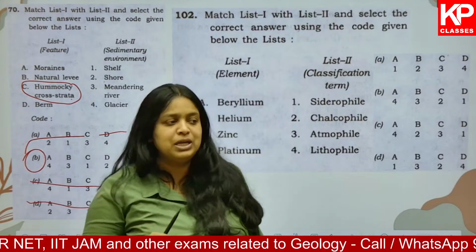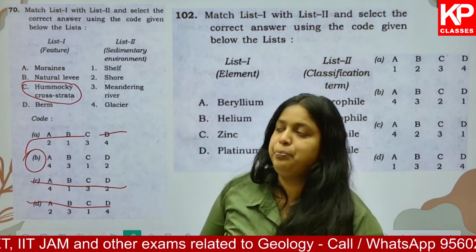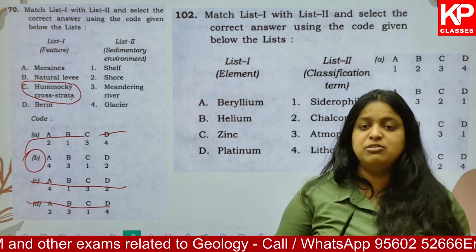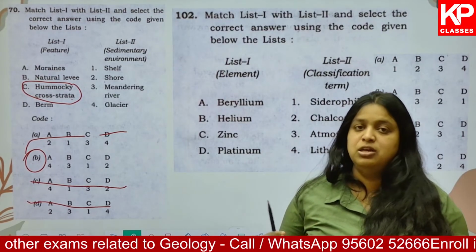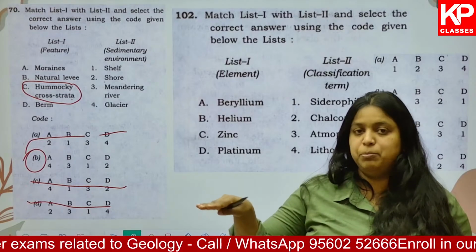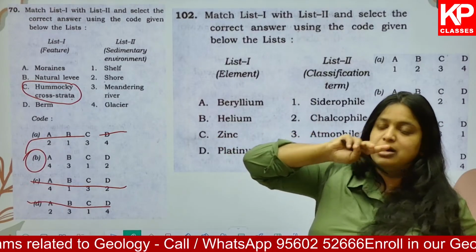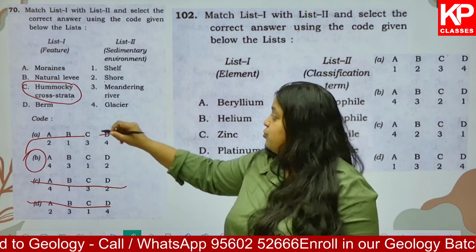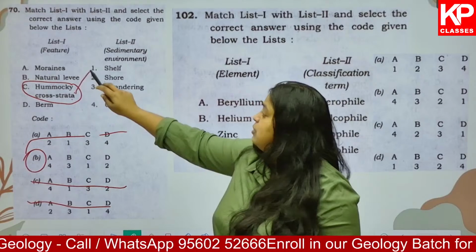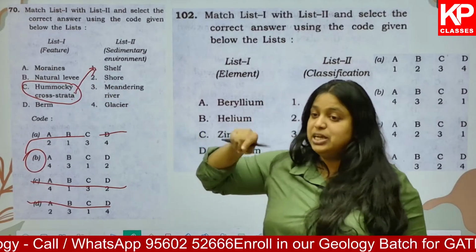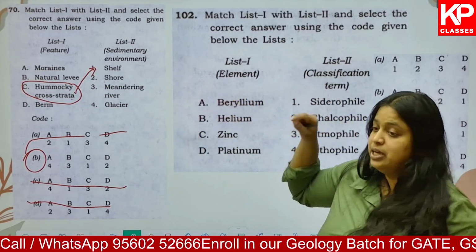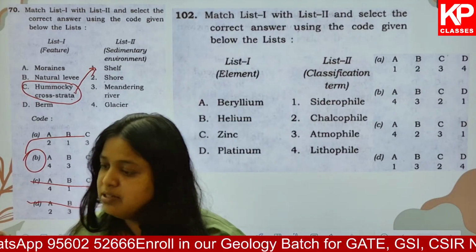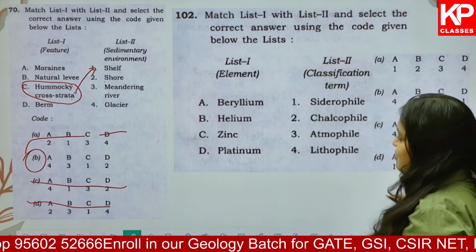So storm related structures will be developed in the shelf environment before the storm cut wave base depth. Before that only you will be getting the hummocky cross stratifications or storm related activities. So hummocky cross stratification will be associated with the shelf environment, whereas moraines will be associated with glacier. So it's B only.